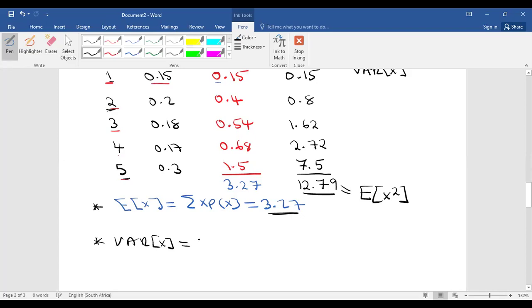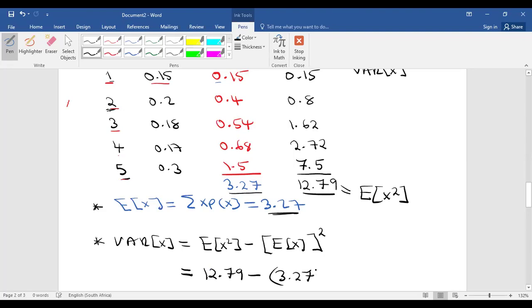To compute the variance of x, we said the formula is expected value of x squared minus, in brackets, expected value of x, then you square the whole thing. So expected of x squared minus that, then we'll get the given figure. Expected of x squared is 12.79, minus the expected value of x, which is 3.27.